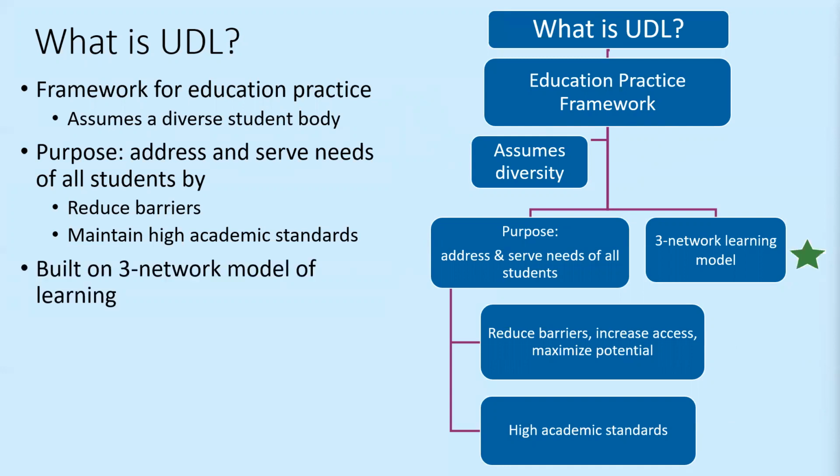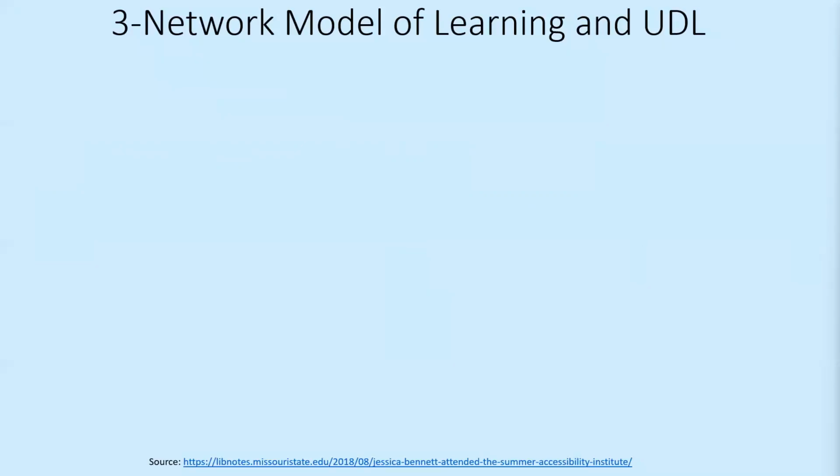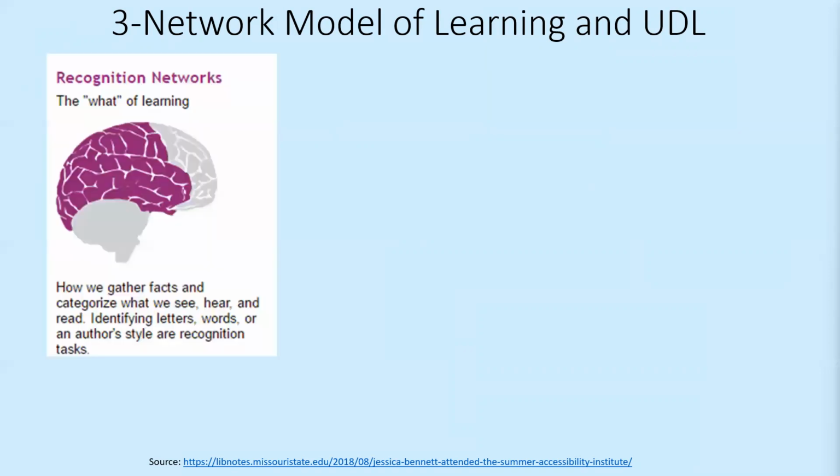As I said before, UDL is based on brain science. In fact, it is built on a three-network model of learning, and in the next slide, we will delve into this a bit. In the UDL model, learning is understood to occur across three main networks in the brain. While we know that most people learn through these three networks, there is, of course, incredible diversity in these networks across individuals.